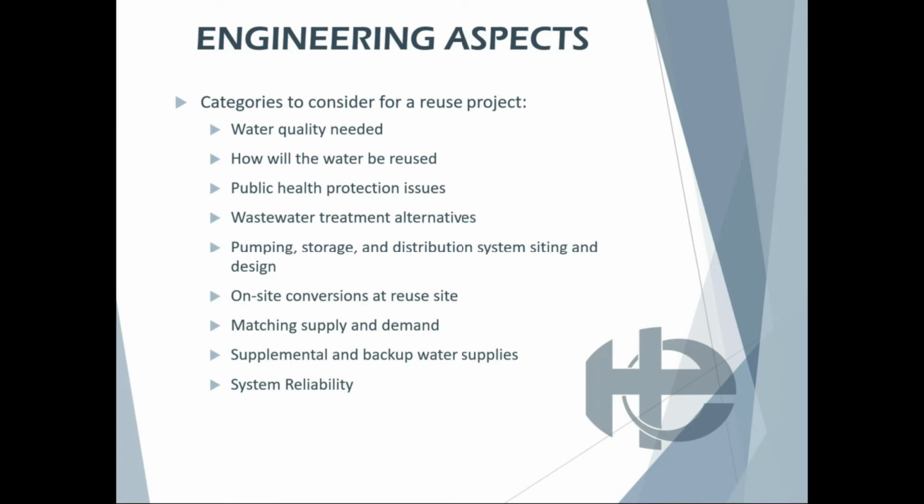Matching supply and demand becomes important. What final uses do you intend to use it for? How much do they need? Do you have more being produced than they can take? Meaning you have to find multiple locations in order to be able to use it all up if you want to eventually get to the point of zero discharge. And how reliable is your overall system going to be?